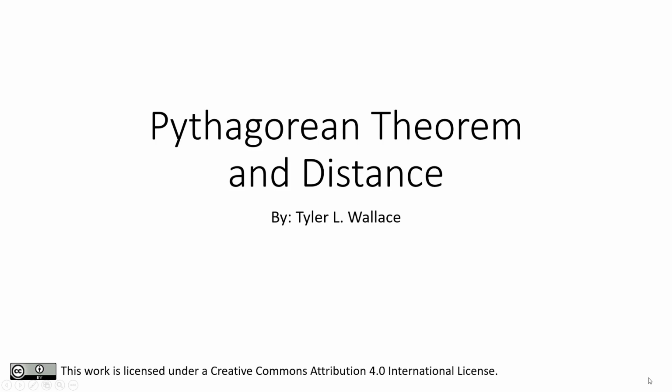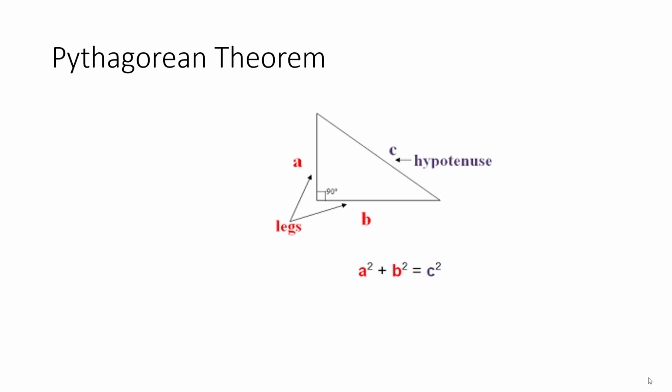The Pythagorean Theorem in distance. This is probably one of the most famous theorems of all of geometry. It's the old theorem that if I have a right triangle, and it's really important that it's a right triangle, we need to have that 90-degree angle. The two shorter sides we call the legs of the triangle.